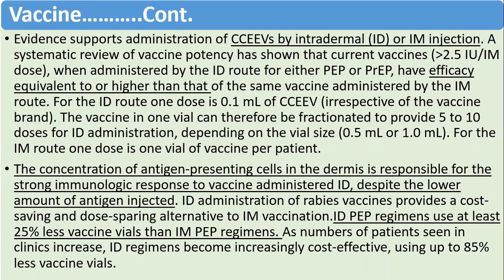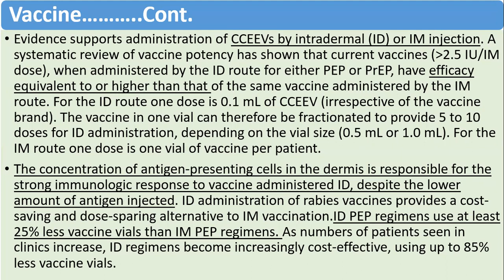A little more about the vaccine. Cell culture vaccine is administered by the intradermal or intramuscular route, and intradermal vaccine is as good as the intramuscular. For that matter, you can say that intradermal vaccine is more cost effective because a lesser amount of the vaccine is used.